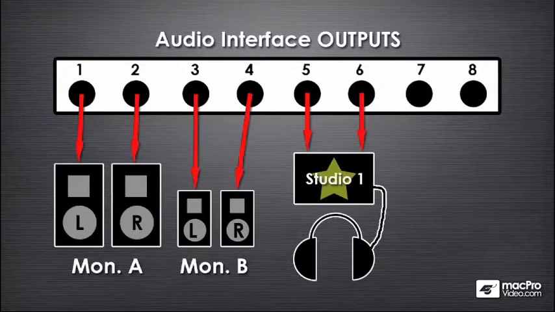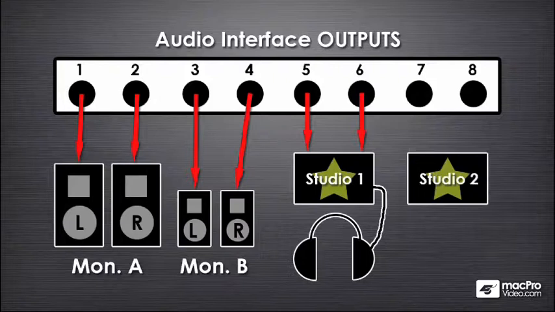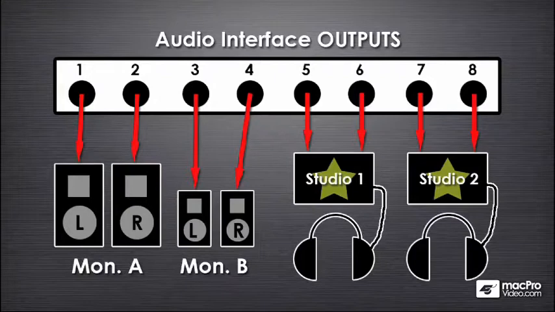Now, the next thing that we're going to do is duplicate that exact same thing by taking a second headphone amplifier and plugging it into audio outputs 7 and 8, and then plugging in a pair of headphones to that. So now we have 2 different studios. That's what Cubase calls it, a studio. It's a separate mix for each of those performers, and each performer will be wearing their own headphones.